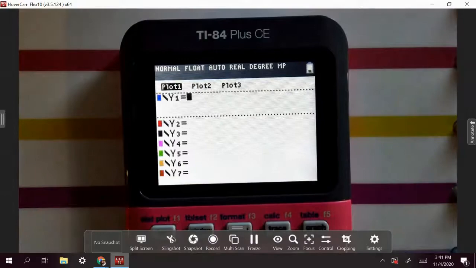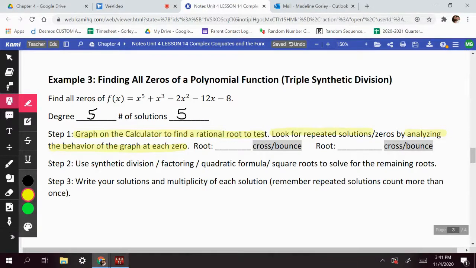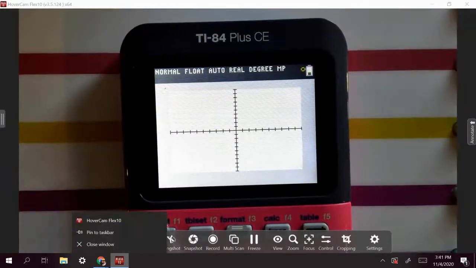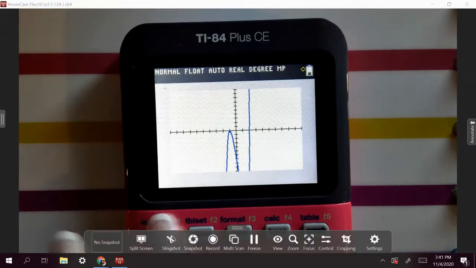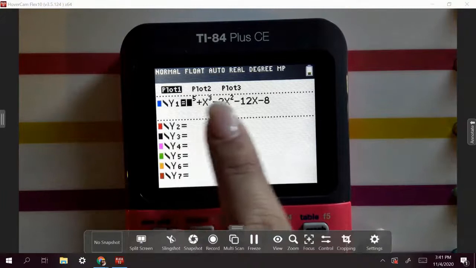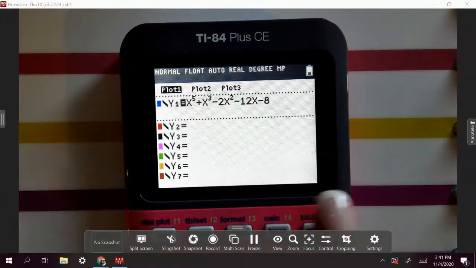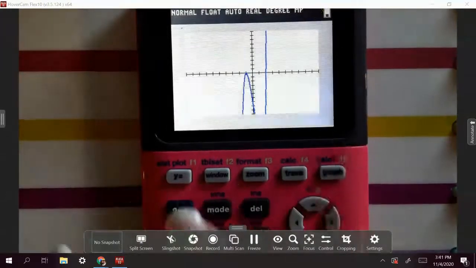Okay, so going back to my calculator, I'm going to zoom out a little bit here. Going back to y equals, let's type this in. We have x to the 5th plus x cubed minus 2x squared minus 12x minus 8. Graph. Okay, so I went ahead and put in my y equals, and then I press graph in the top right-hand corner here.